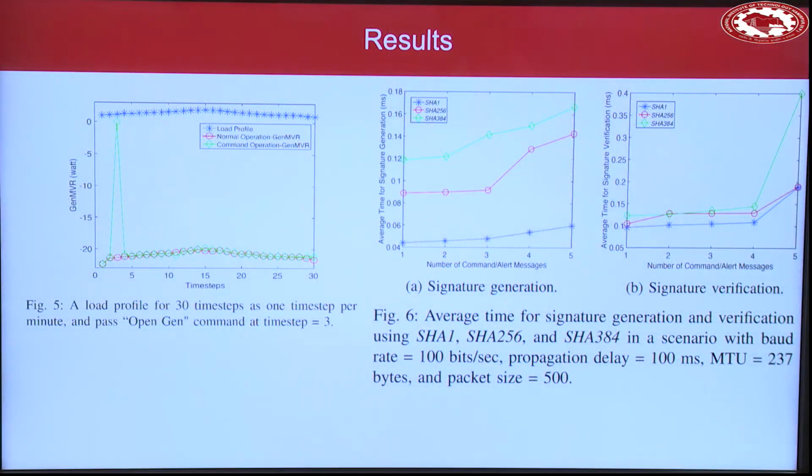And then again, we said we want to understand what the load profile is in the next half hour, and want to simulate and see how much time it's going to take if I'm creating a signature and it needs to be verified. So if you look at this, we look into SHA-1, 256, 384. Obviously SHA-1 is better in terms of performance, but we have used a combination of these to balance security versus efficiency.